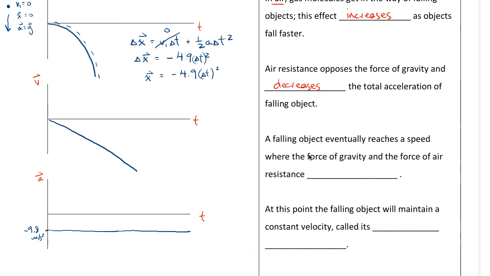Though it's not falling as fast as it would in a vacuum, it's still picking up speed. And as it picks up speed, the effect of the air resistance becomes greater and greater until eventually the force of gravity and the force of air resistance are equal. At that point, it's not going to pick up any more speed. It's going to maintain a constant velocity, and we call that its terminal velocity. So objects falling in air are not going to pick up speed indefinitely. They're going to eventually reach a terminal velocity. That's free fall and acceleration due to gravity.